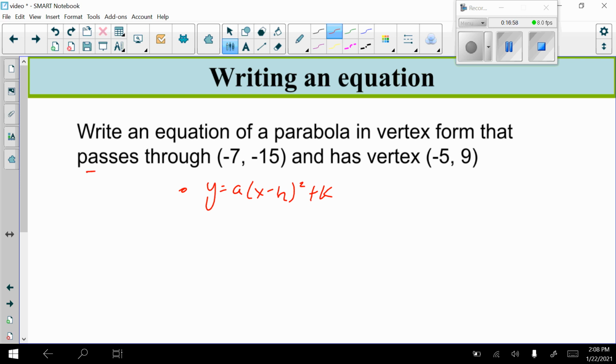We know that our graph passes through that point, -7, -15. So it's just a point on the graph. So we can label that with an x and a y, because that's just going to be a point on the graph.